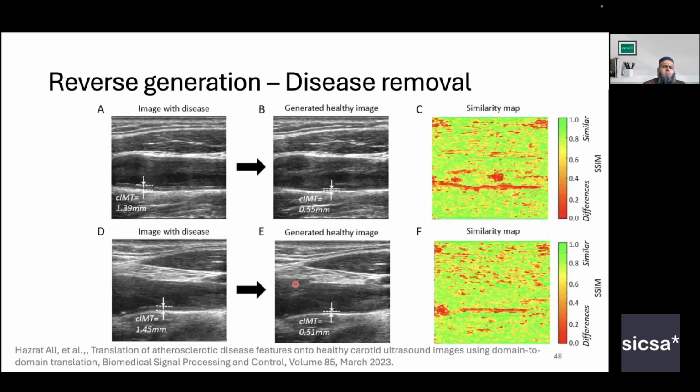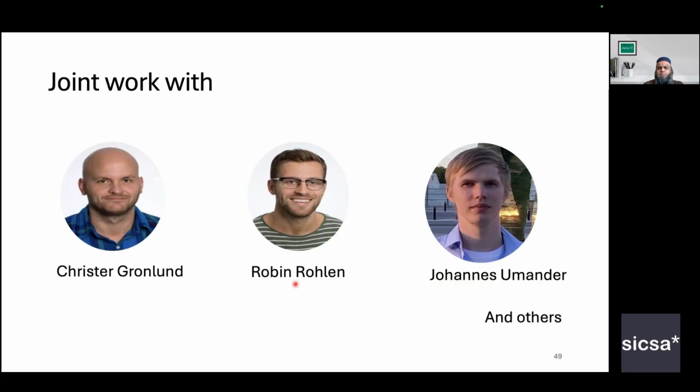We also did some reverse generation, so not just moving from domain A to domain B, but also moving from domain B to domain A, basically moving from disease scenarios to healthy scenarios. This was only for the sake of completion of the model.